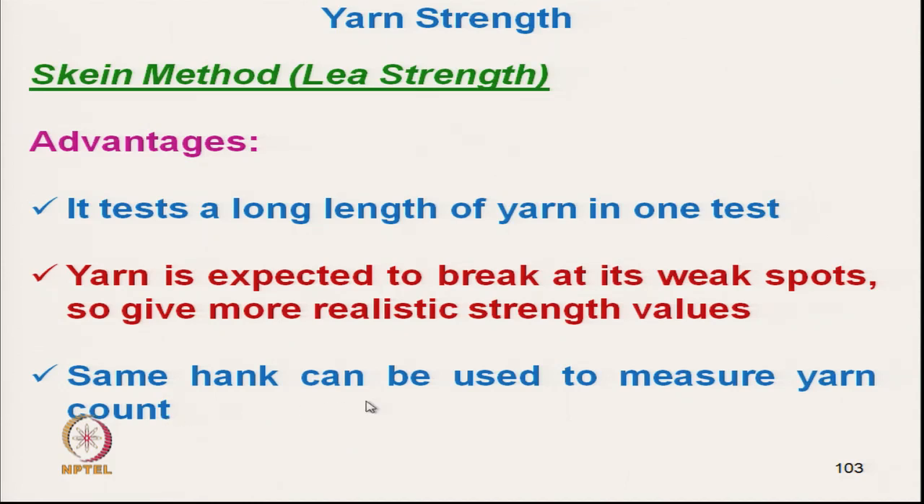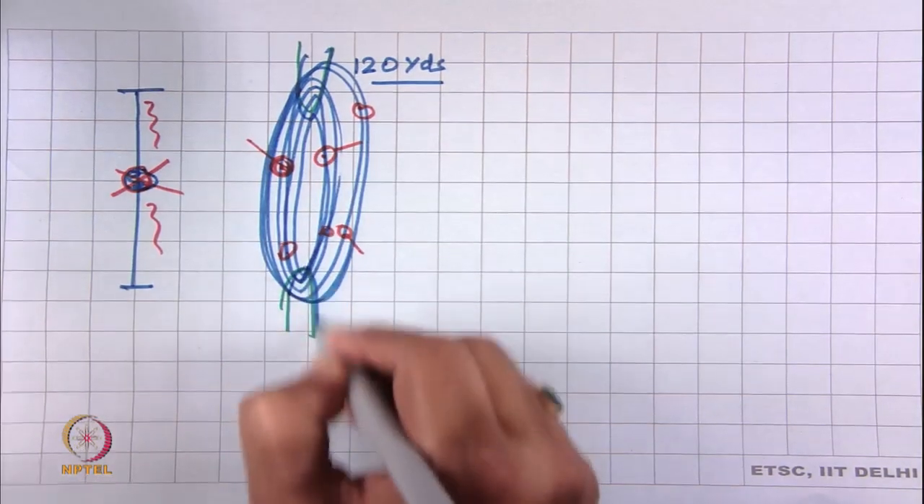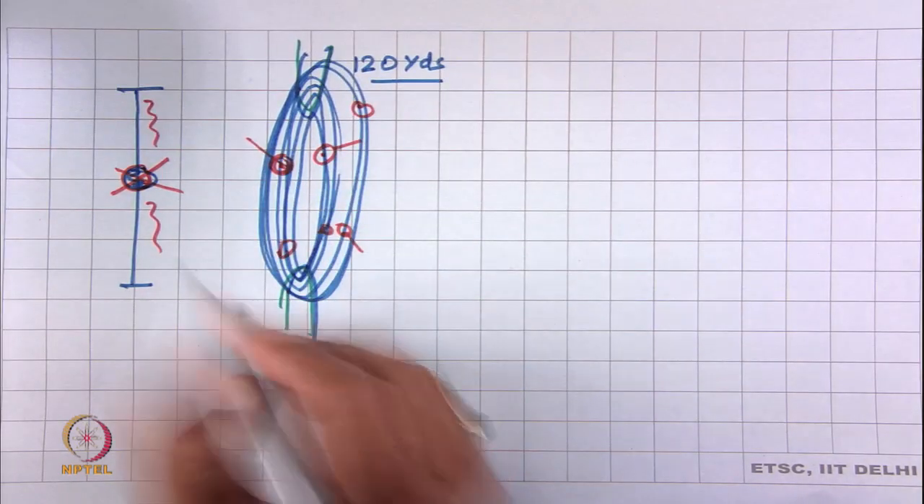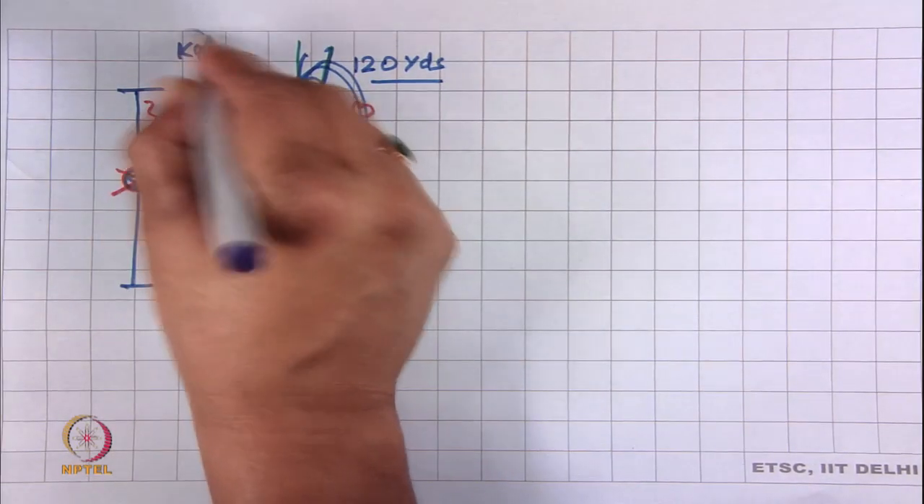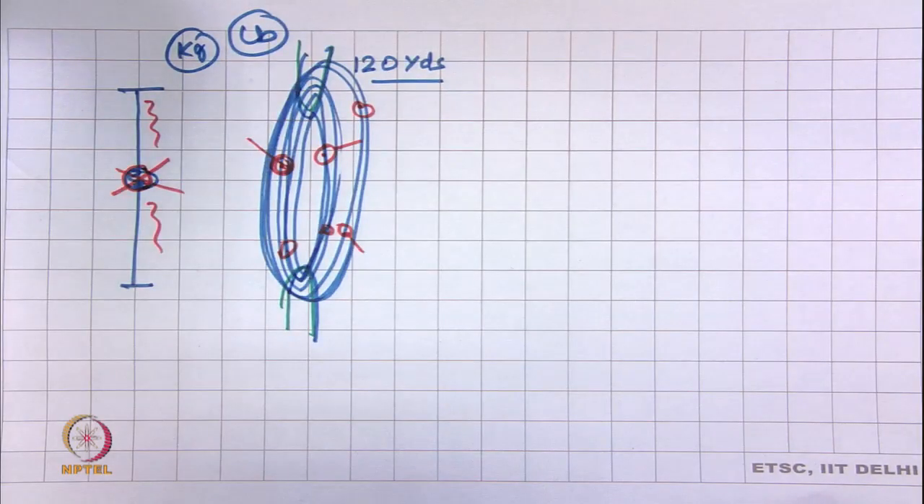That obviously, the same hank we can use to measure the yarn count. Now, the hank which we had, say 120 yards, we have used here. So, this is say 120 yards of Lee, and here we have got a certain strength. In terms of say kg we can get, in terms of pound also we can get.